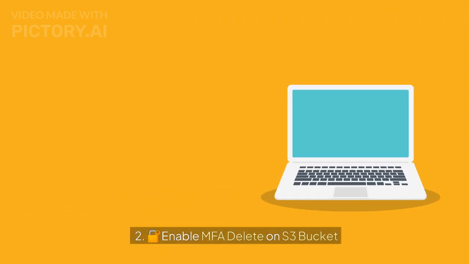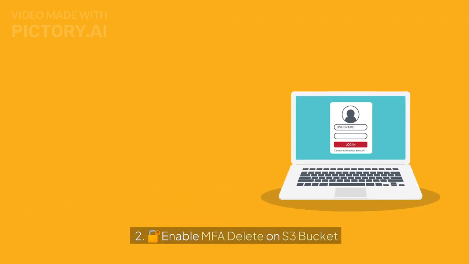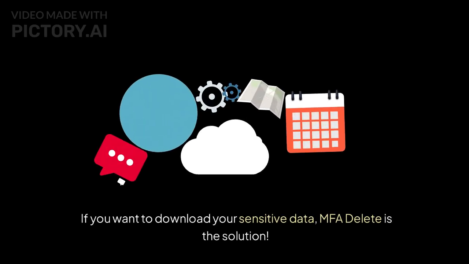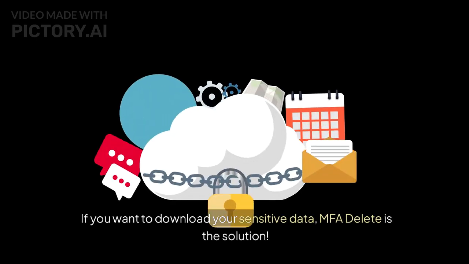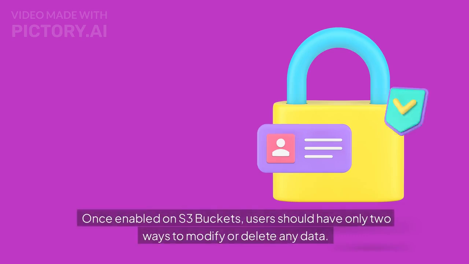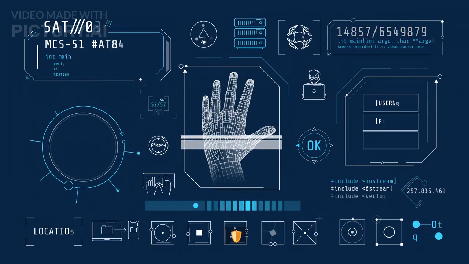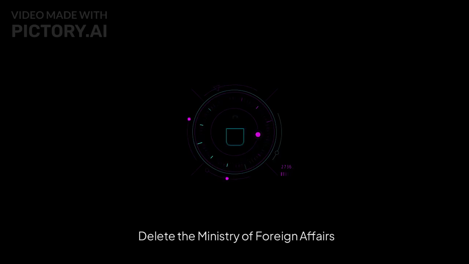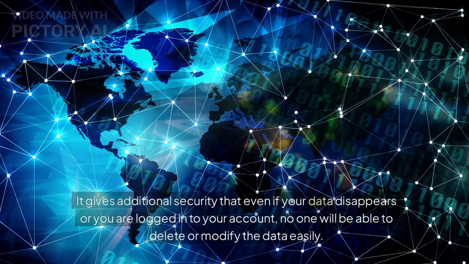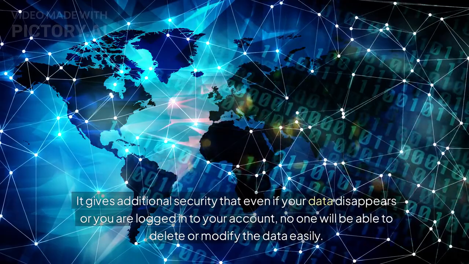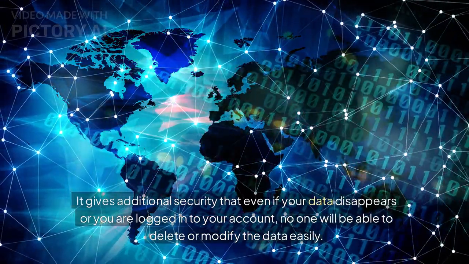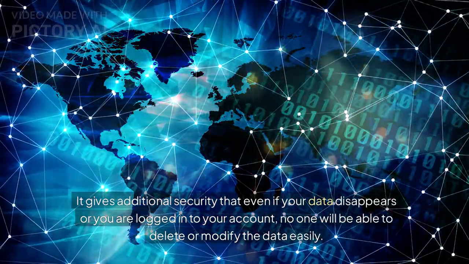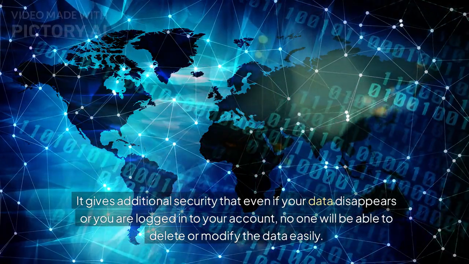2. Enable MFA Delete on S3 buckets. If you want to protect your sensitive data, MFA Delete is the solution. Once enabled on S3 buckets, users should have two ways to modify or delete any data. Why? MFA Delete gives additional security, so that even if your credentials are compromised or someone is logged into your account, no one will be able to delete or modify the data easily.